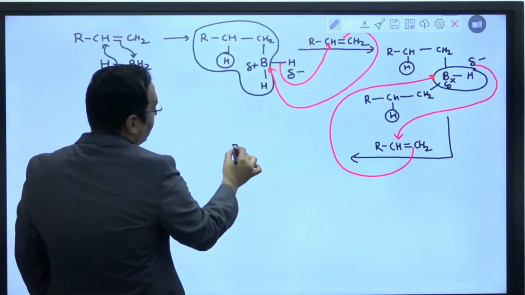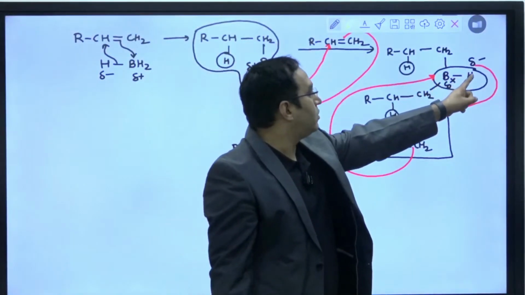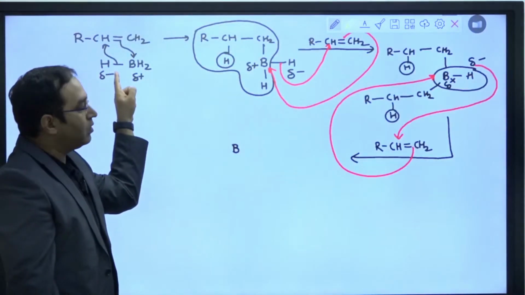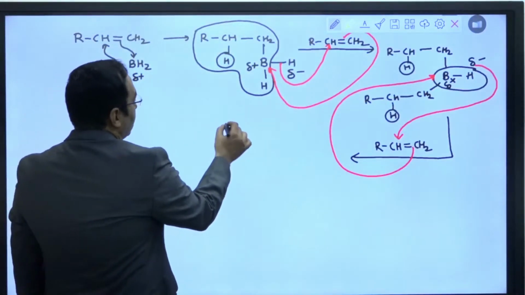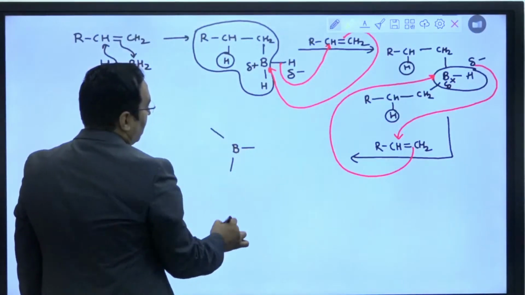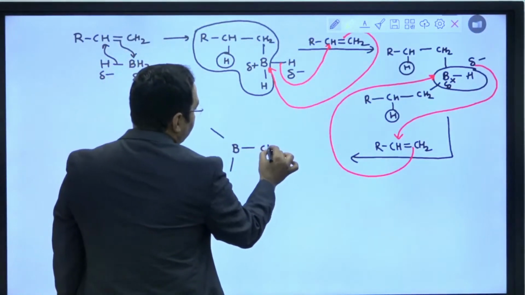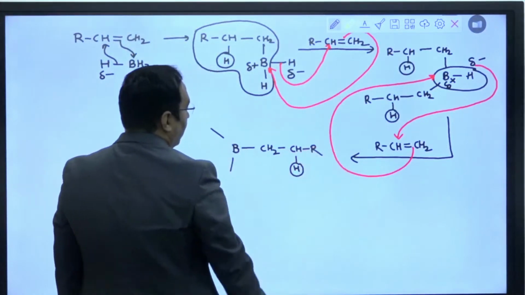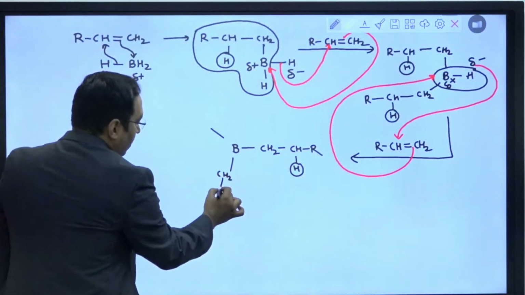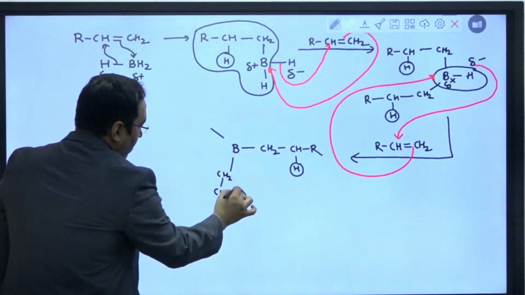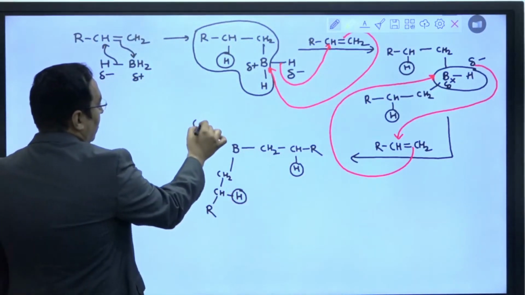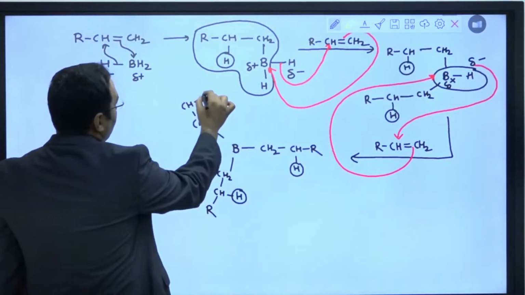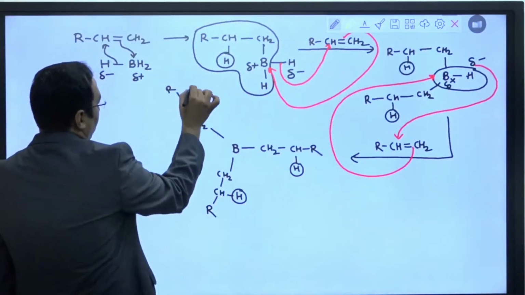Now boron has lost this H also. इसके पहले ये वाला H यूज किया, उसके पहले ये वाला H यूज किया, सारे H यूज कर चुके हैं. And what is now connected here? क्या कनेक्ट हो गया यहाँ? We have CH2 CHH R, CH2 CHH R, CH2 CHH R.